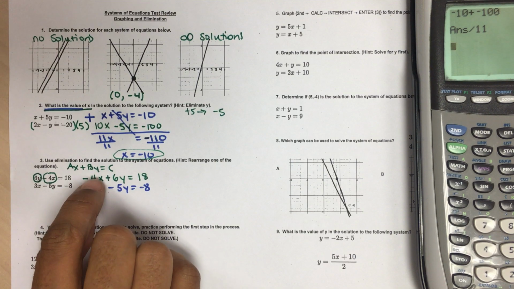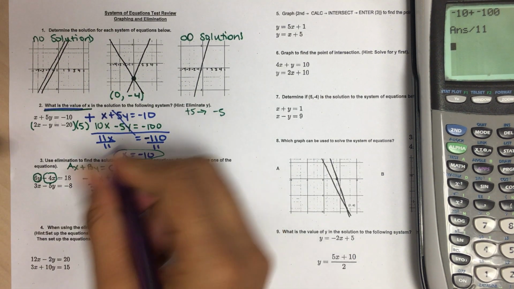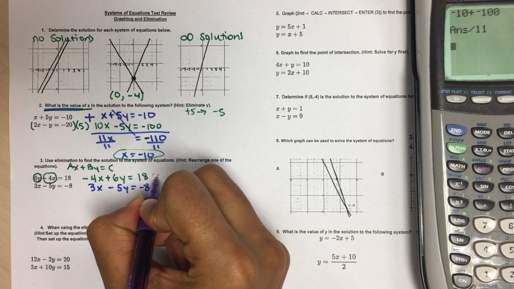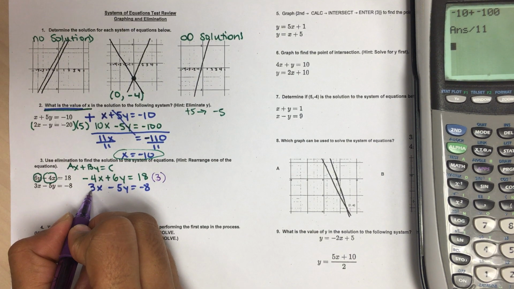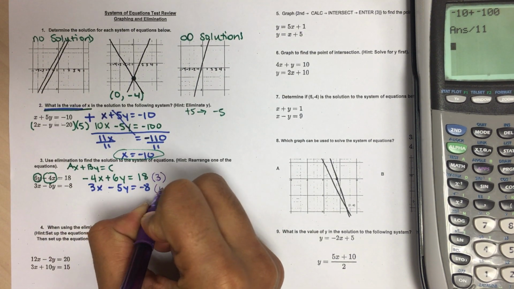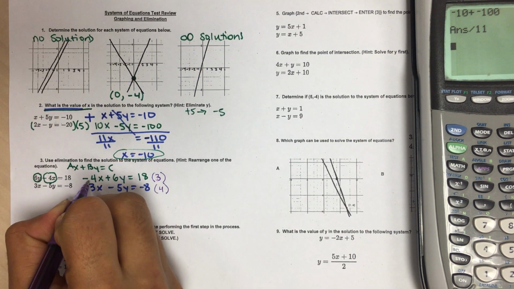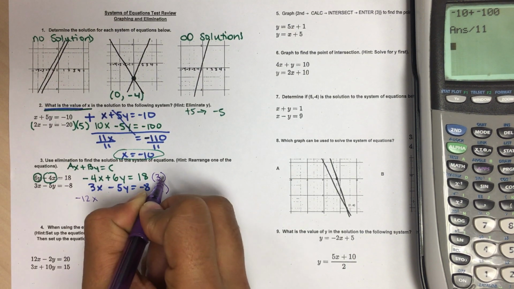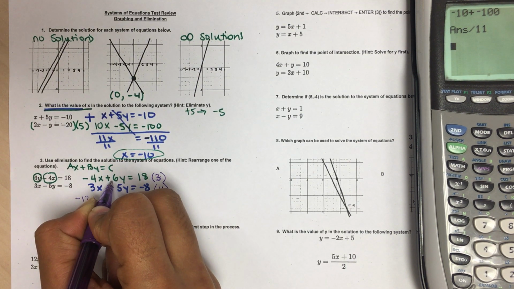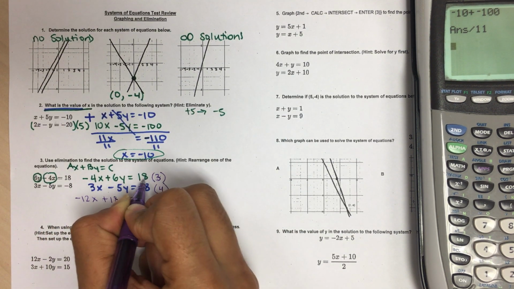Okay, so I'm going to take the top equation and times it by 3. And I'm going to take the bottom equation and multiply it by 4. And you're going to see right now what that does for me. Okay, so I will have 3 times negative 4, negative 12x. 3 times 6, 18y. 3 times 18.